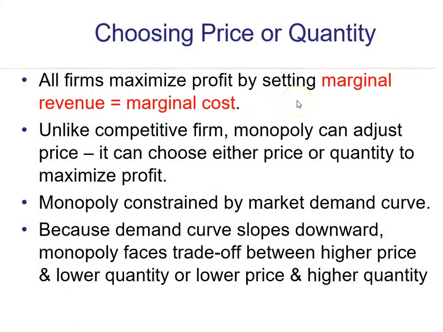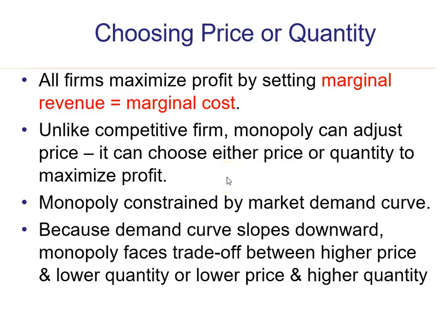So a firm maximizes its profits. A monopolist, and all firms, maximize their profits where they set marginal revenue equal to marginal cost. This is true regardless of your market structure, whether it's a competitive industry or a monopolist. And unlike a competitive firm, a monopoly can pick its price and can adjust its price. But the issue is it can't choose both price and quantity. It's got to choose either price or quantity to maximize its profits.